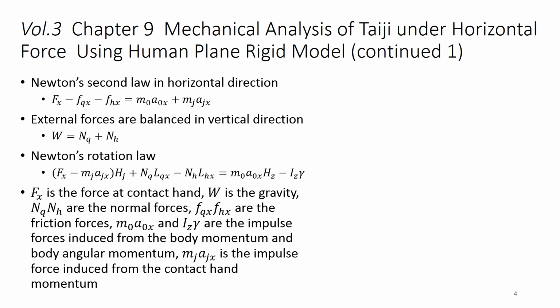Fx is the force at contact hand. W is the gravity. Nq and Nh are the normal forces. Fqx, Fhx are the friction forces. M0A0x and Iz gamma are the impulse forces induced from the body momentum and body angular momentum. MjAjx is the impulse force induced from the contact hand momentum.